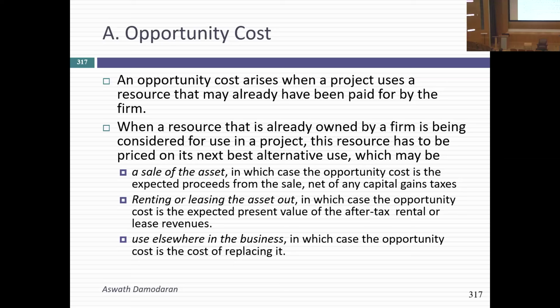The first is, you could take that resource and sell it. So Disney has an extra building in Burbank that's empty that they're going to use for the next project they take. That might seem free, until you think about the fact that Burbank is a pretty expensive real estate section of LA. If you sold that building, that is an opportunity cost. By taking this project, you could not sell it.